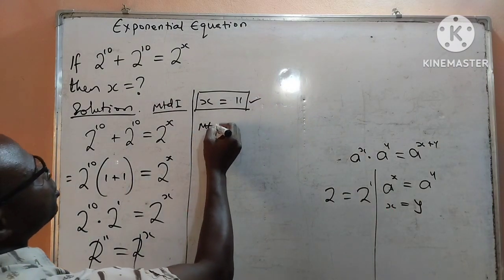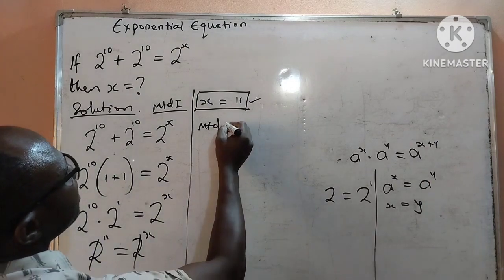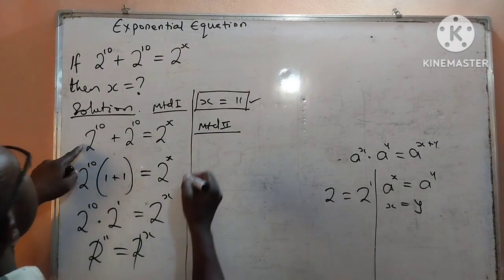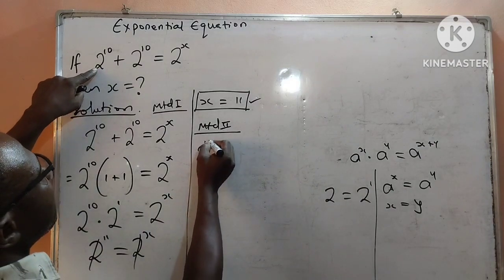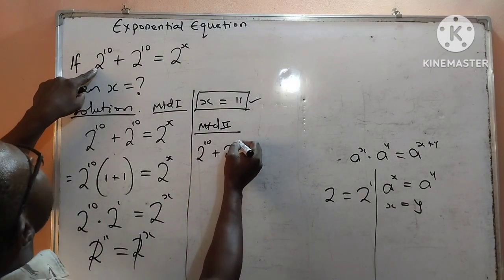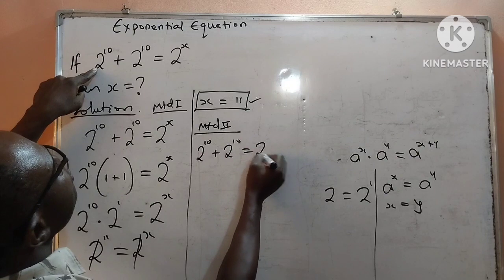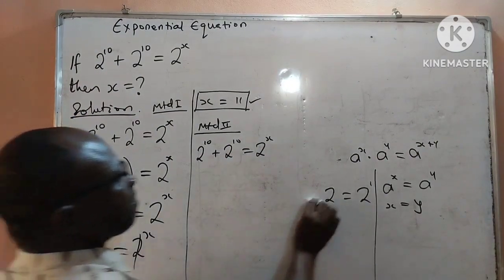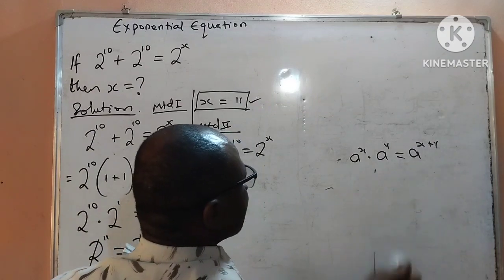We go by method 2. Method 2, we are going to use the logarithm method. The question is still given as 2 raised to power 10 plus 2 raised to power 10 equal to 2 raised to power x. Like I told us, this is going to be a very brief video.